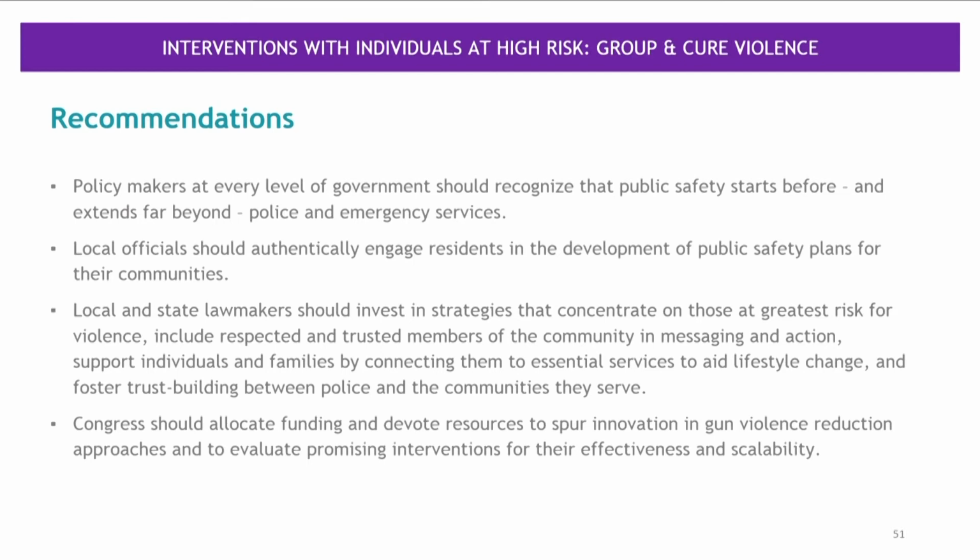Knowing what we know, policymakers at every level of government, mayors, city managers, city council members, state governors and legislators, congresspeople, and federal agency heads should recognize that public safety starts before and extends far beyond police and emergency services. Local officials should authentically engage residents in the development of public safety plans for their communities so that the residents can help drive the changes they want to see.